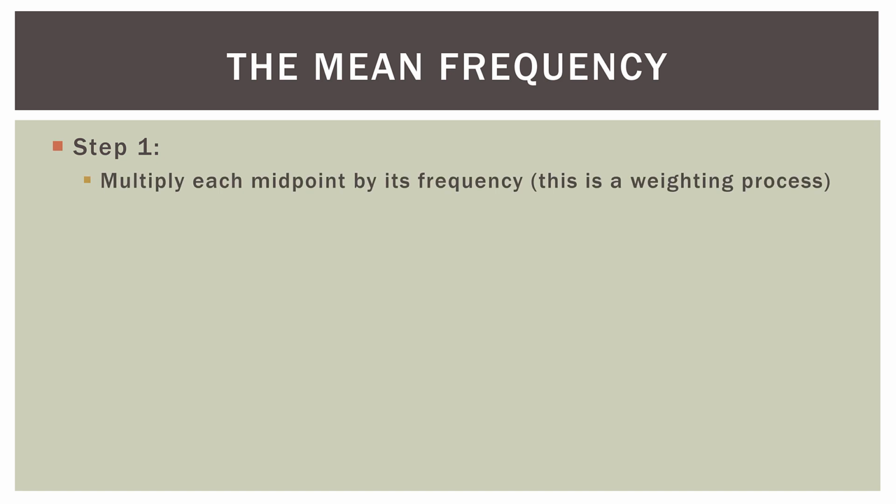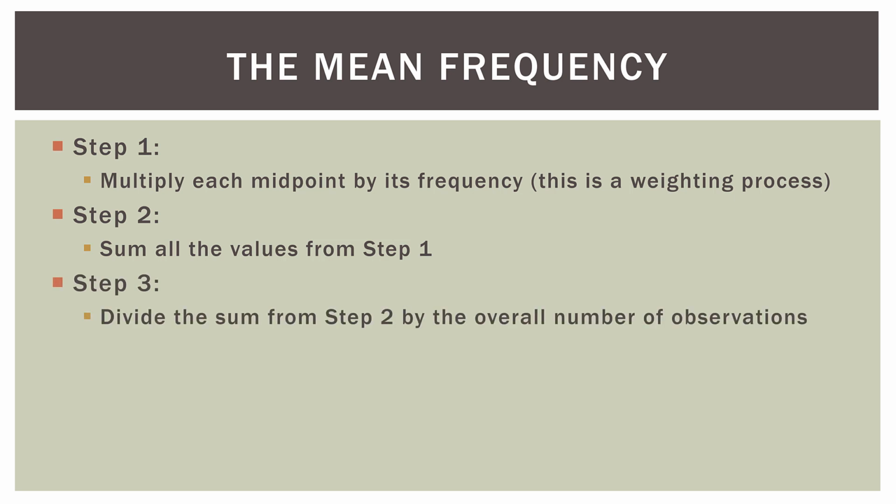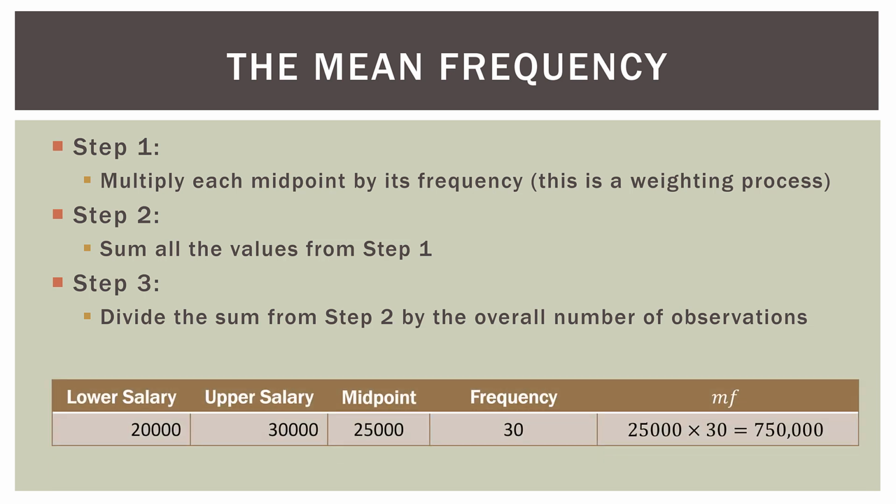So the mean frequency, just to reiterate what we did before: in step 1, we multiply each midpoint by its frequency. This is a weighting process. Step 2, we sum all the values from that first step. And then in step 3, we divide the sum from step 2 by the overall number of observations, which in this case was 200. So here's a quick example. For the first bin of $20,000 to $30,000, the midpoint was $25,000 and the frequency was 30, so we have 25,000 times 30, and that is our mean frequency for that bin.